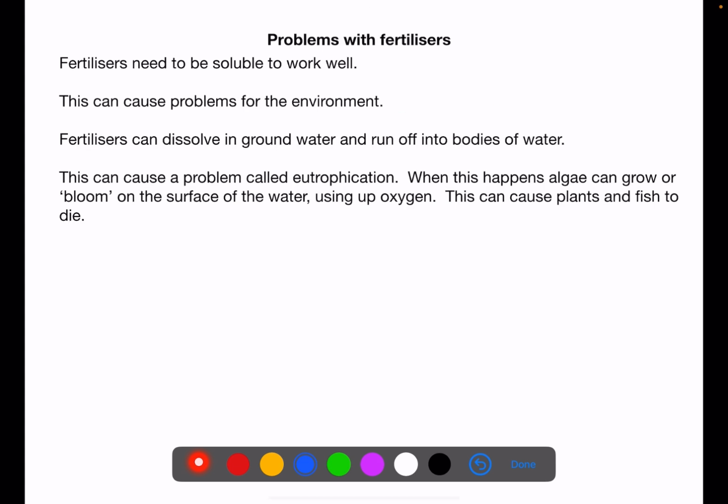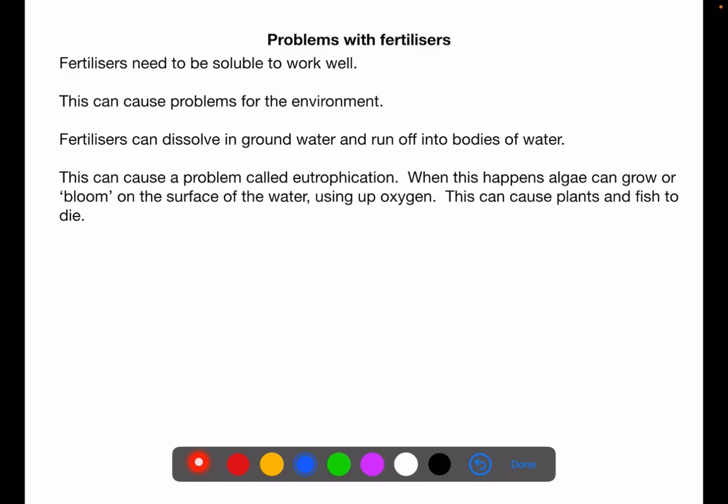Although fertilisers are incredibly useful and allow us to increase the crop yields, they also need to be really soluble to work. And whilst that's great because they get into the plants, it can cause problems for the environment. When it rains and the fertilisers dissolve into the groundwater, they can then run off into bodies of water. So they can end up in streams and rivers and then eventually end up in things like ponds and lochs.